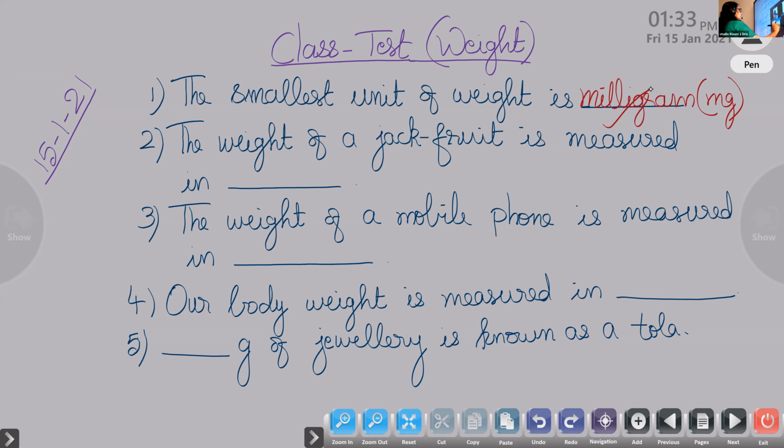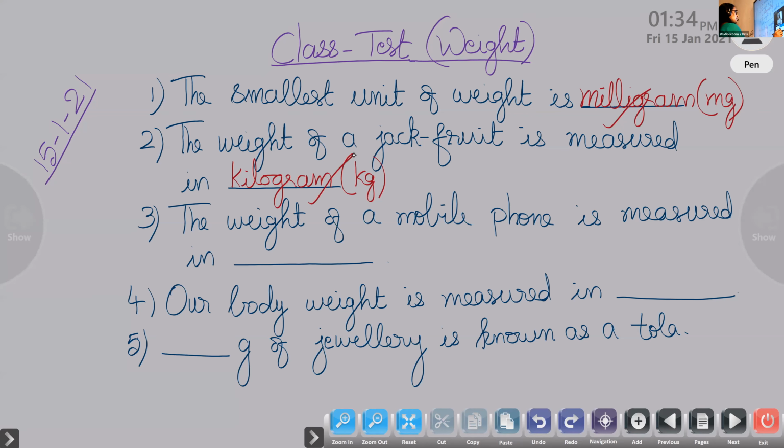Adidev KB. The weight of a jackfruit is measured in dash units. Kilogram. Kilogram. Good. Jackfruit is a big fruit and it is measured in kilograms. It is very heavy also. KG. The answer is correct. Put a tick mark.